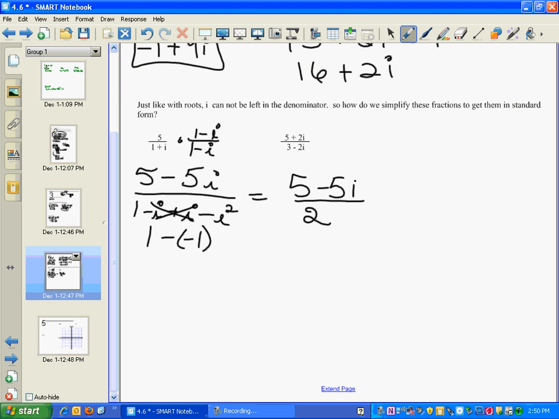Now, if you remember back, I said the standard form is a plus bi. How many terms do we have here? 2, right? How many terms have I written this as? So a term is a number separated by another number with no common divisions. How many terms do I have? I have 3 numbers. I have 1 term. So how do I separate this so that I have the real part and the imaginary part? Elizabeth?